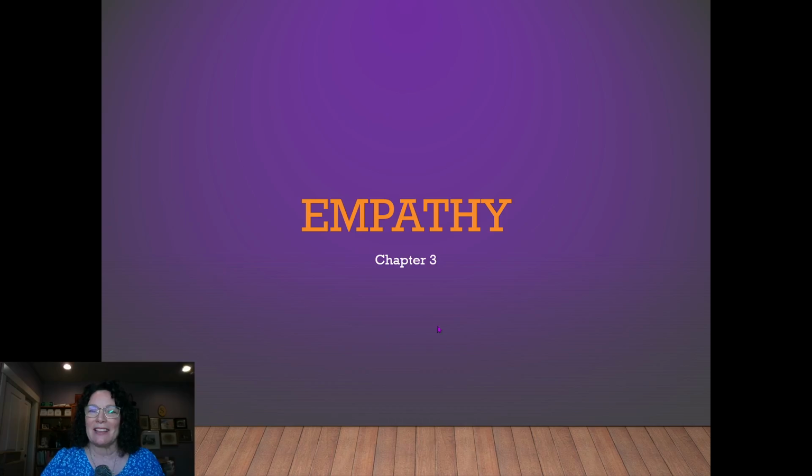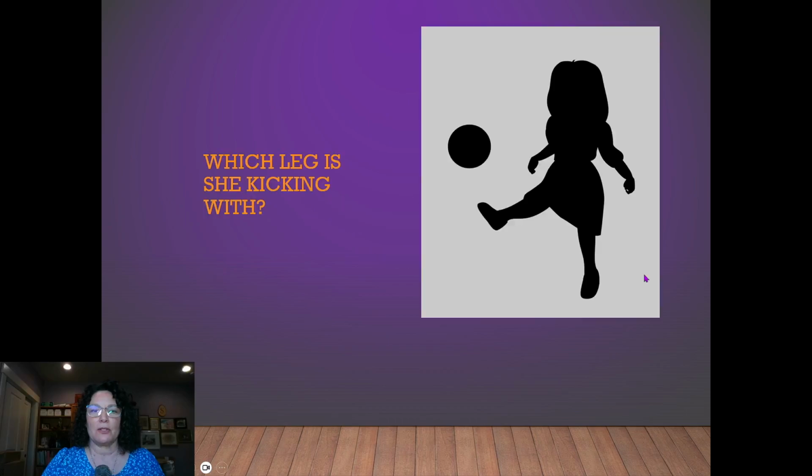Hello and welcome back. In this chapter, we're going to be covering empathy. So let's start off with a little visualization. Which leg is this little figure kicking the ball with?